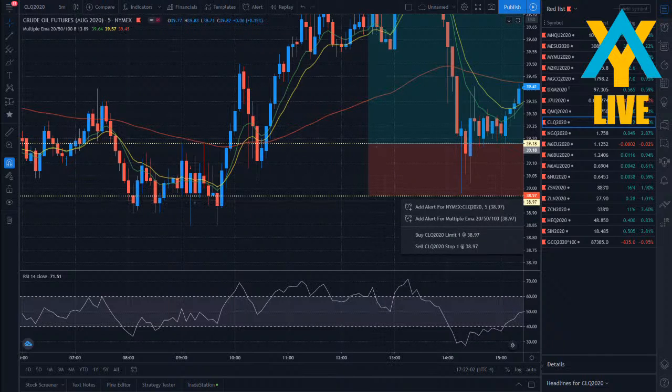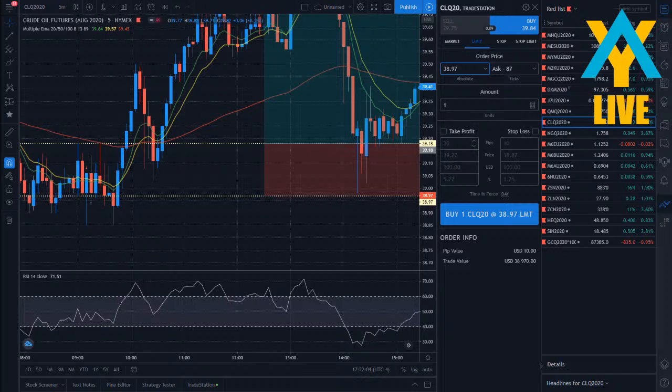Just put this order in here. If I were to take this, let's just try this a different way. If I do 38.19 and my stop loss for a buy is 38.97. So $200. Yeah. So it's actually a little bit off. So $210.